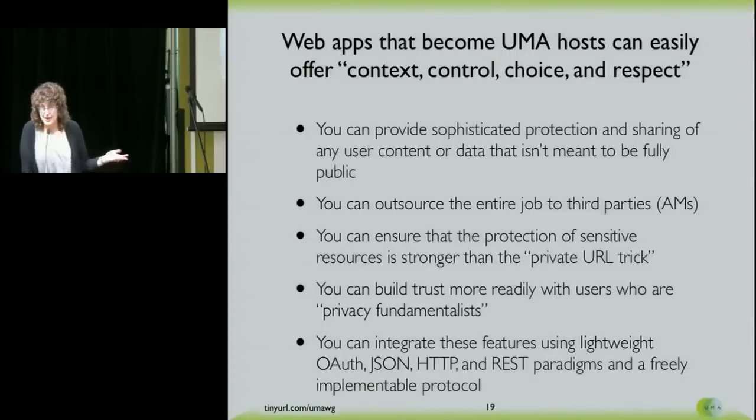This is why we're seeing social sign-in today, because authenticating is a kind of thing that you'd like to outsource, and people are doing that. So you can provide sophisticated protection and sharing, not just cobbled together protection and sharing that's only good for your app. You can actually leverage the work done by others. You can ensure that the protection of really sensitive stuff is not stupidly protected with secret URLs. You can build trust more readily with users, and we're trying to make it as easy as possible to integrate these features, not using the heavy WS-star methods of the recent past, but rather things people like to use, at least to a first approximation.